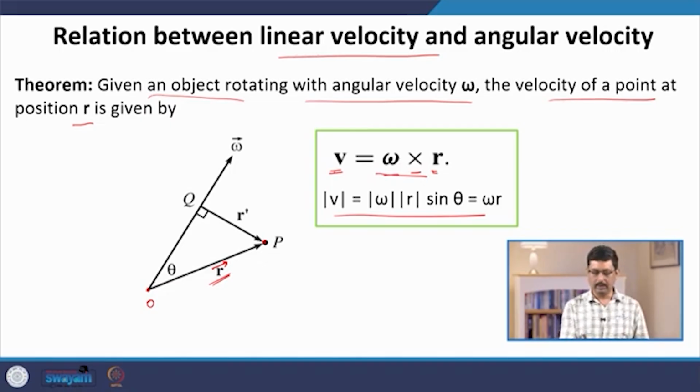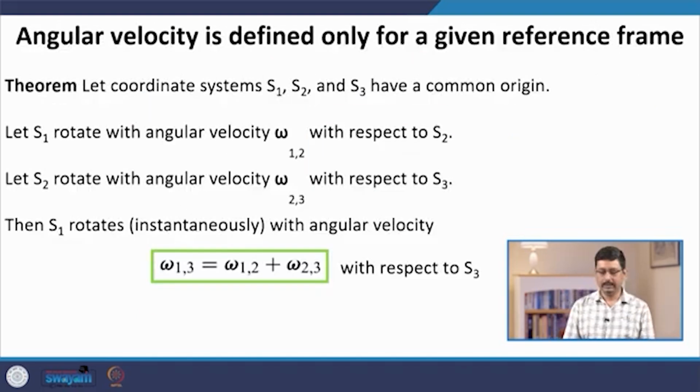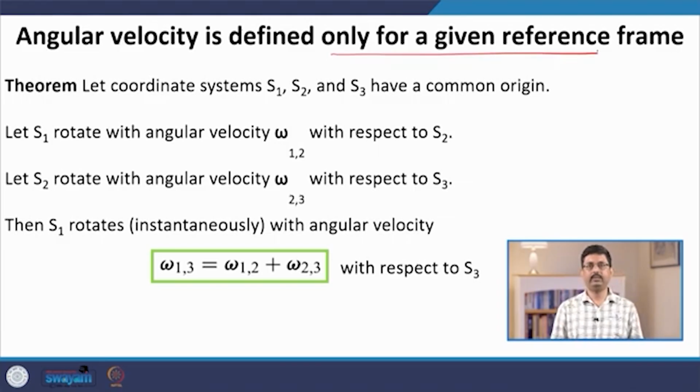So, the linear velocity is the cross product between the angular velocity and the position vector. So, that defines the angular velocity. Now, here is one important point to note: angular velocity is defined for a given reference frame. So, you have to specify the reference frame when you specify the angular velocity.